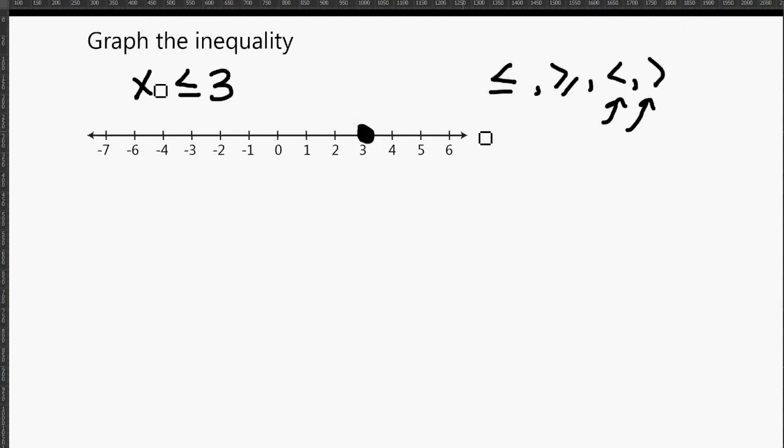And now it says x is every number that's less than or equal to 3. And so we know less is in the left direction. And so we're going to fill in everything going to the left all the way to the arrow. And that's it. That's how you graph x is less than or equal to 3.